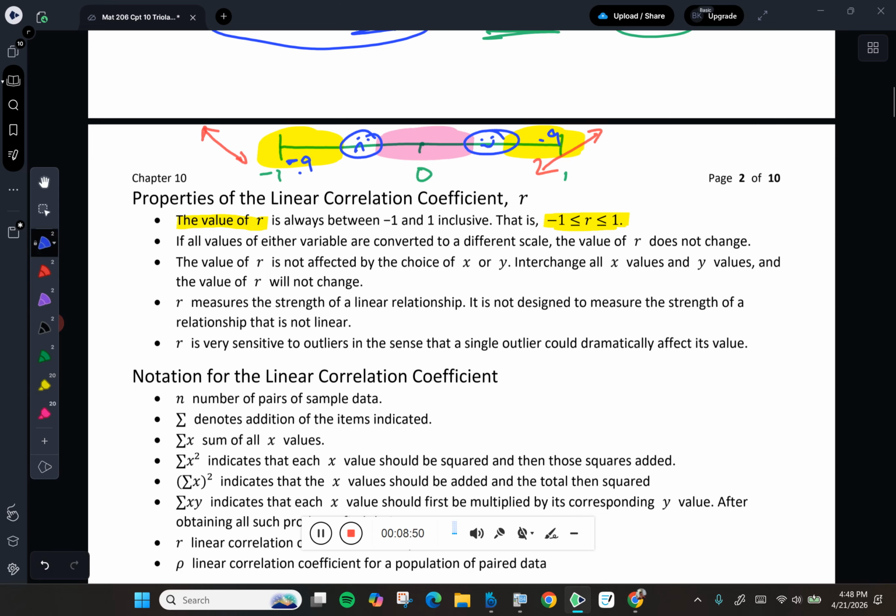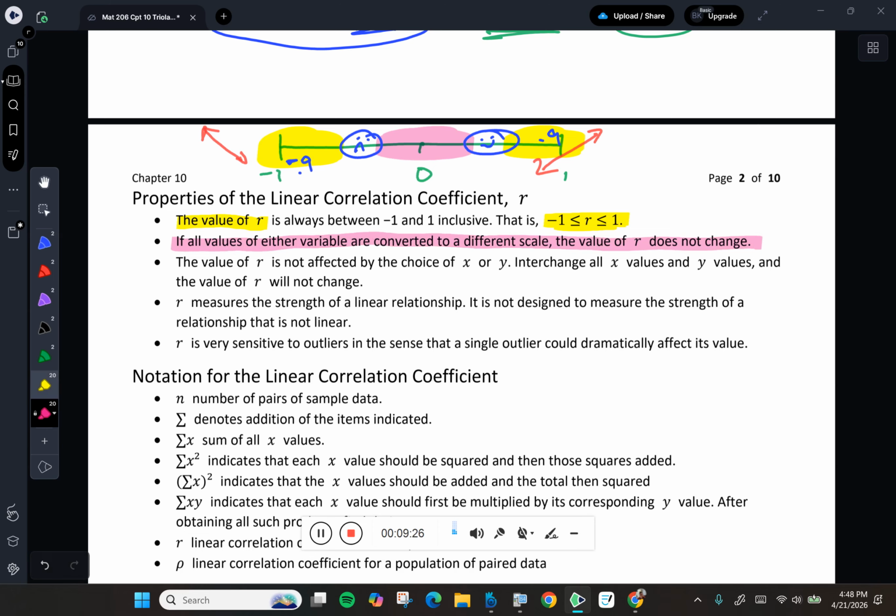Some other properties really quickly. If all the values are converted to a different scale, the value of r doesn't change. Meaning that if I took all the values for the x's and multiplied them by 10, or if I took all the y's and divided them by 3, and then reran this test, I would get the exact same r value. Because converting to a different scale doesn't change the value of r. So if your data is all in the thousands and you think it would be better to put it all in the hundreds, you could divide everything by 10 and r wouldn't change.